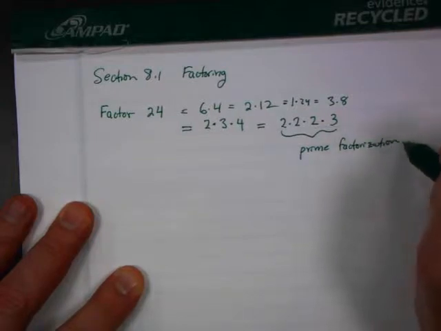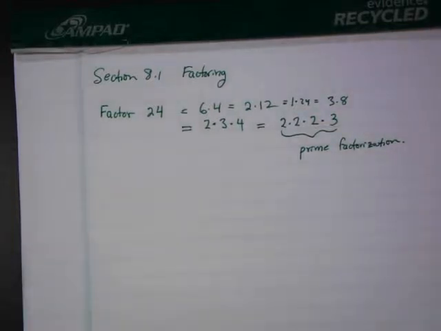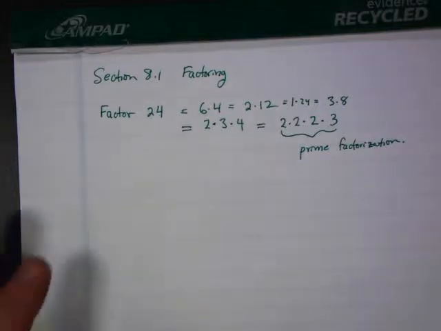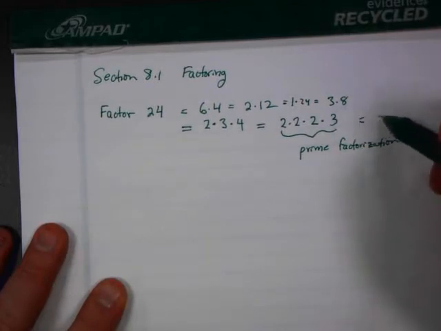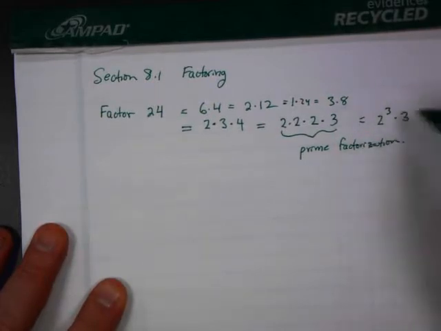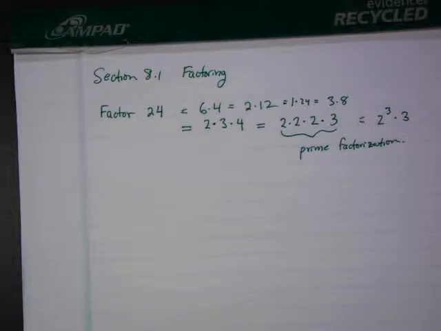And that's the most important one. When you're dealing with numbers and you're asked to factor, you almost always want to find the prime factorization. And quite often this would be written as 2 cubed times 3. You'd see it written that way too. Well, what we're going to do in this section is we're not going to factor numbers, we're going to factor polynomials.